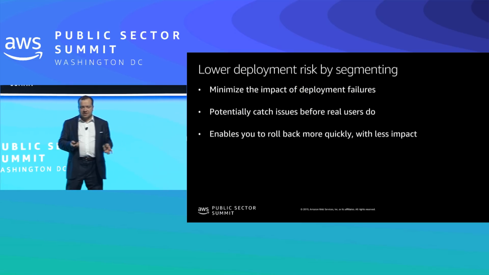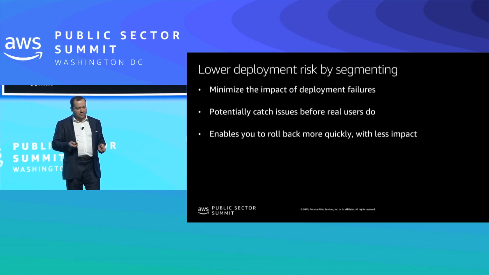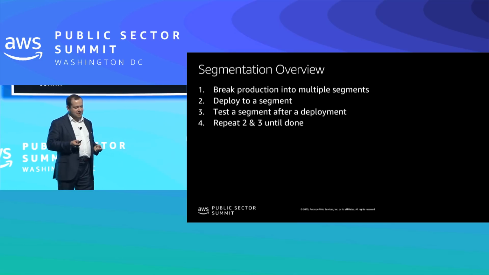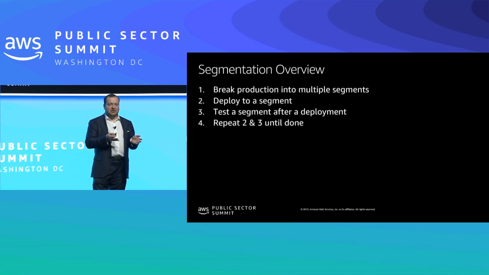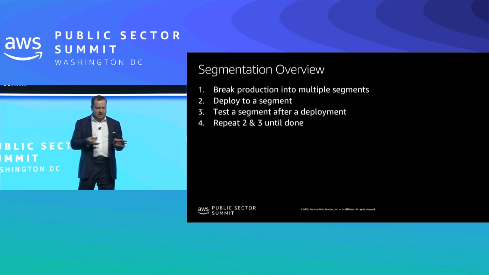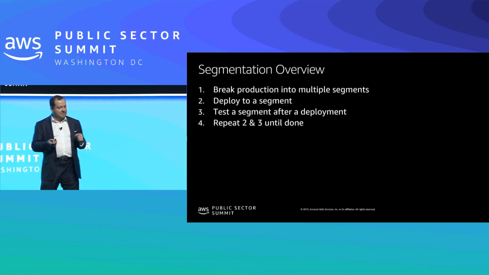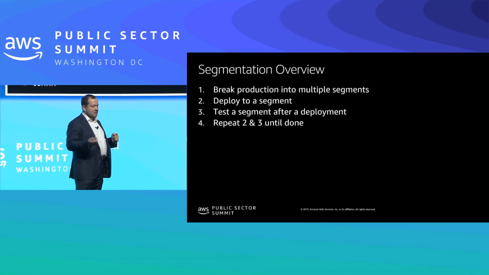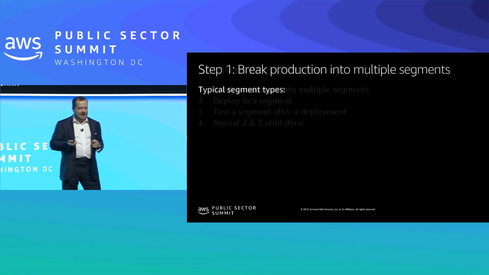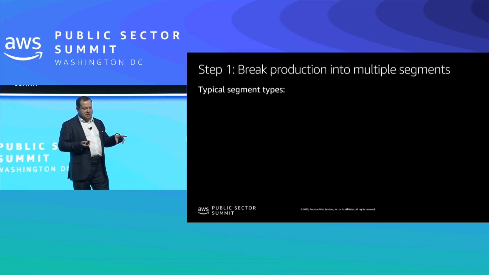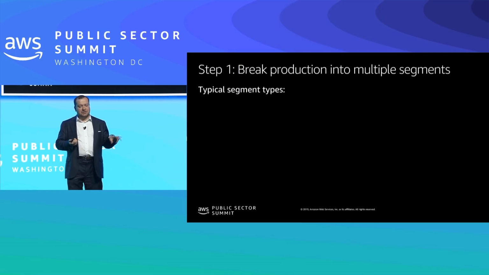So we've actually learned this the hard way several times over the course of our history. And so what we do is we segment our deploys. We break production into multiple segments. We deploy to a segment. We test the segment after a deployment, and then we keep doing it until we deploy to everything that we have. So these are some typical segmentations that we do internally.